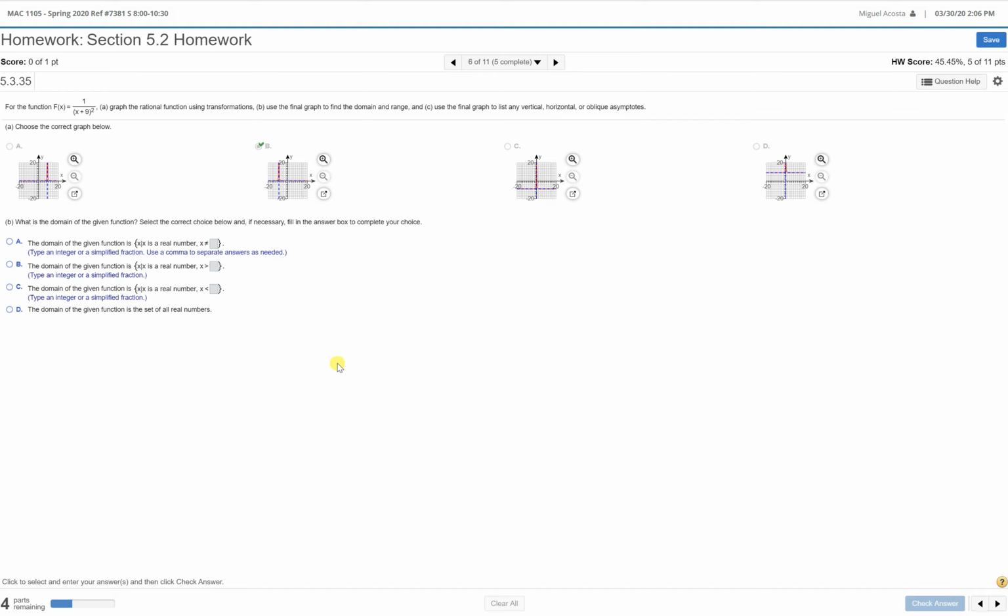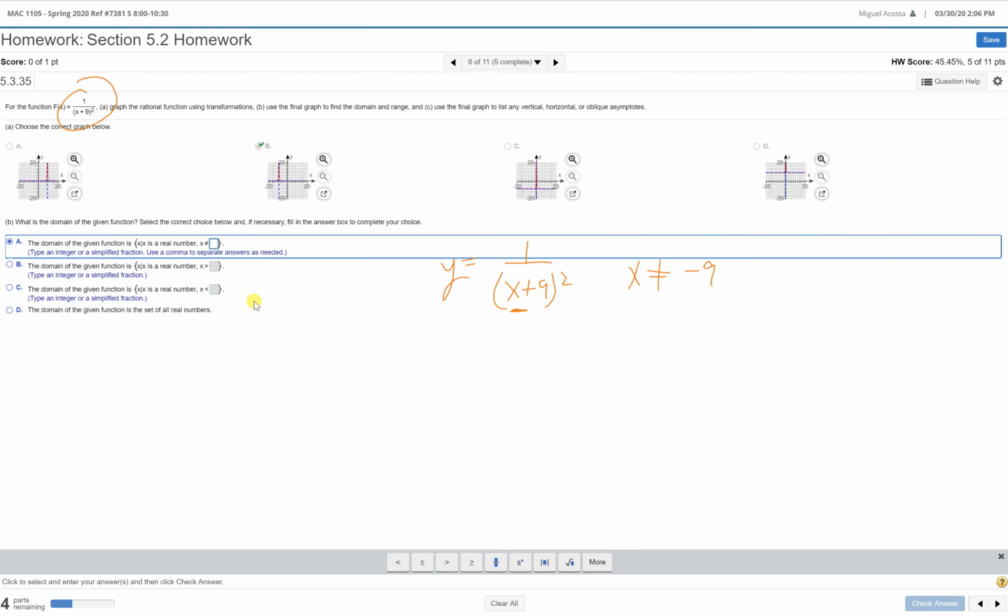Next step. The domain. So again, what's the one number you cannot plug in to this function? 1 over x plus 9 squared. The denominator can never be 0, so what's the one number you can't use? You're correct. You can't use negative 9. If you try negative 9, it'll be 1 divided by 0, and that's not possible. So we're going to put x cannot equal negative 9.